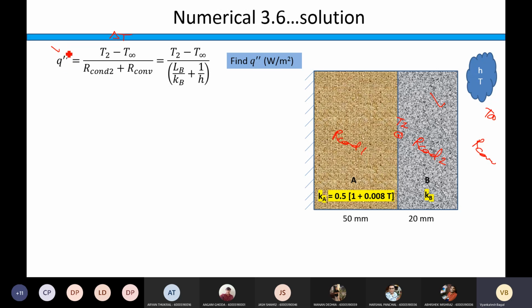Now Q double dash is written, means this term is Q by A. The area is assumed to be 1 meter square, let us say. So this is Q by A on this side. That's why, if I write A, that A is taken here on the left hand side. So instead of writing LB by KB A plus 1 upon H A, I am writing only LB by KB plus 1 upon H. That A is taken on this side, correct? So this formula I can use to find out the Q double dash. Are you getting my point or not? Find out this heat flux Q double dash, which is the first point they have asked you to do.